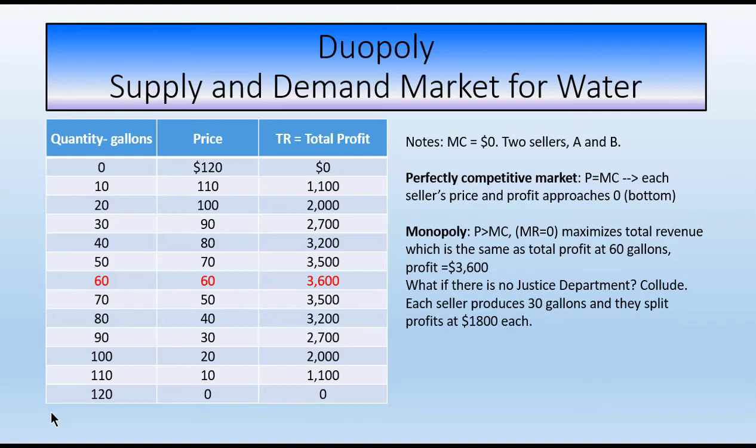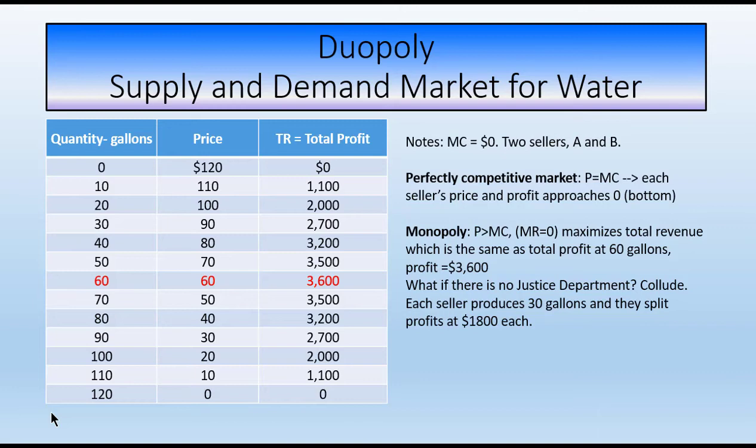Now, let's flip it around and look at the other extreme. Let's suppose there was a monopoly. If there was a monopoly, it would be producing right in the middle of this table, a quantity of 60 gallons, a price of $60, for a total profit of $3,600. Now, let's introduce the two sellers, A and B.